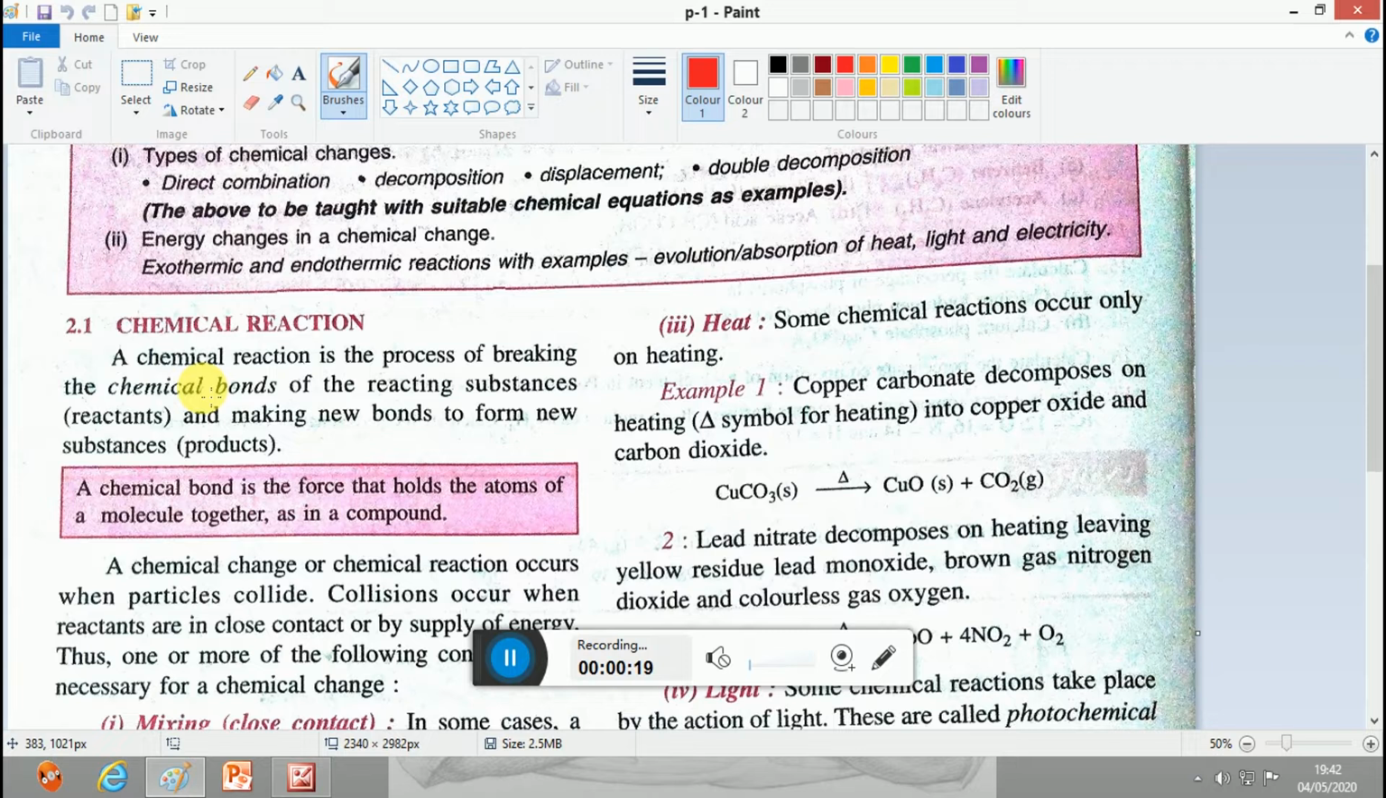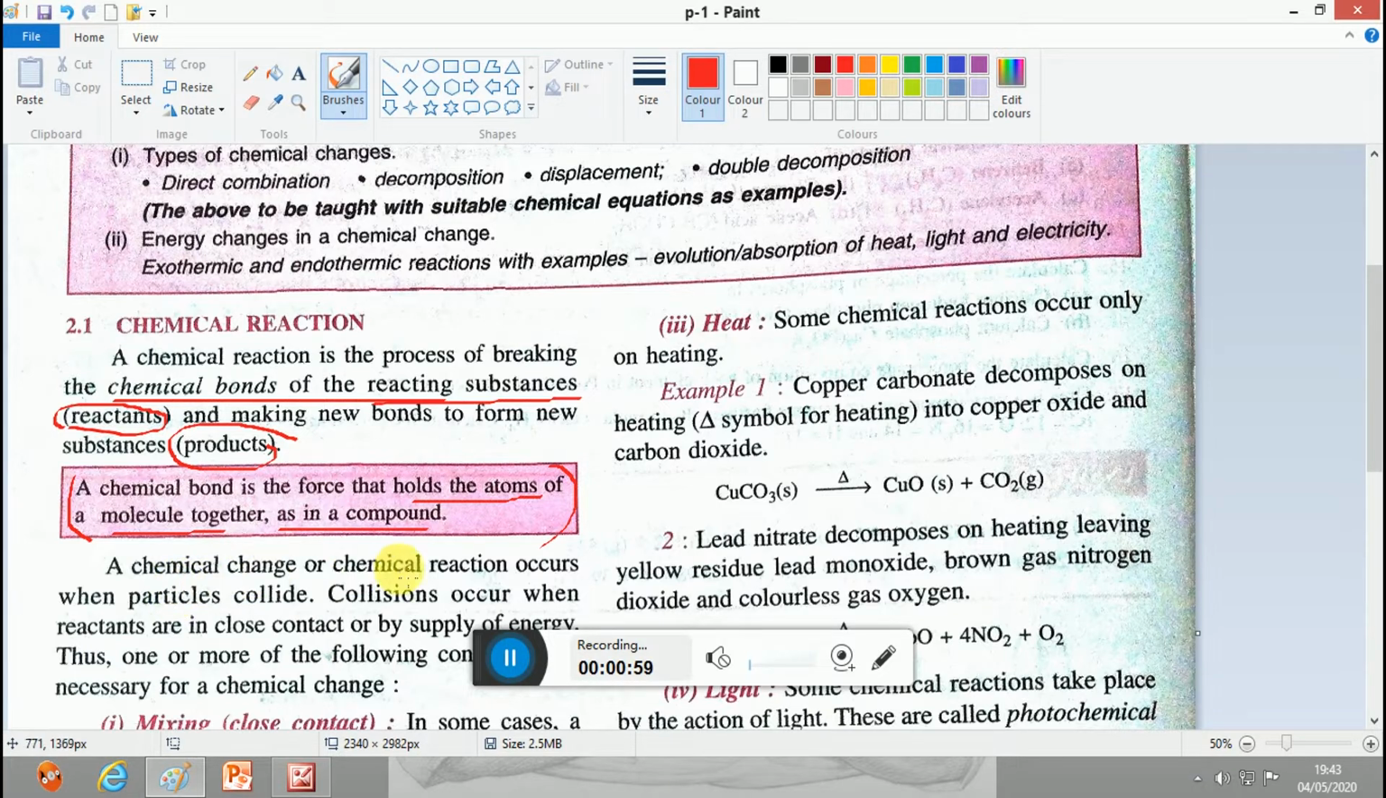A chemical reaction is just the process of breaking the chemical bonds of the reacting species and making some new bonds. So bonds break in the reacting substance, that is the reactant, and new bonds are formed to produce products. The definition of a chemical bond: this is the force that holds the atoms of molecules together in a compound. It is the chemical definition of chemical bond.